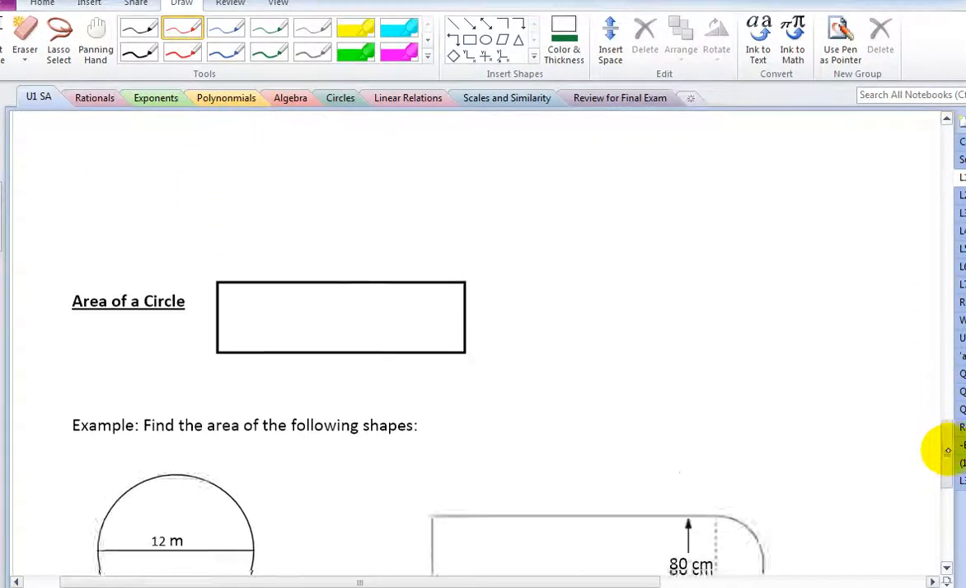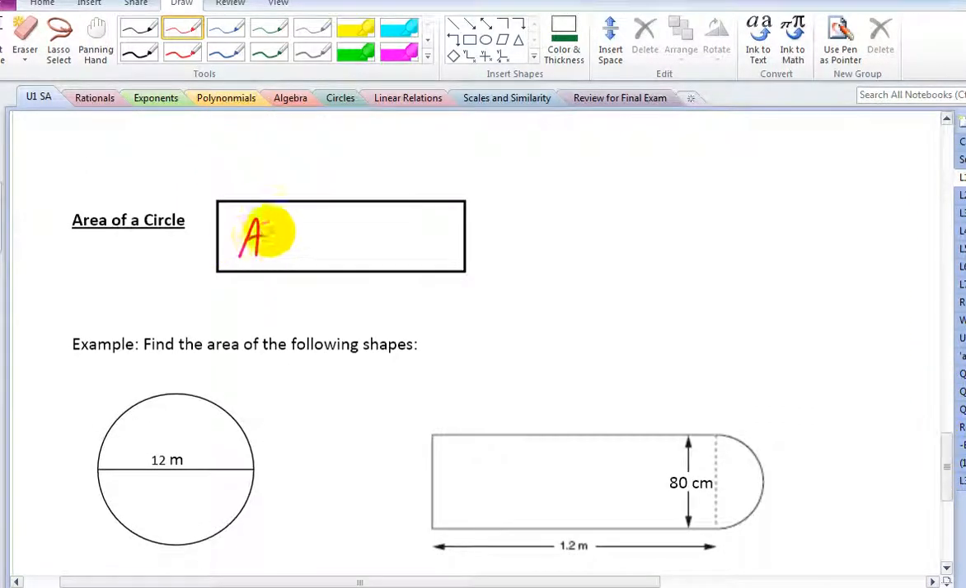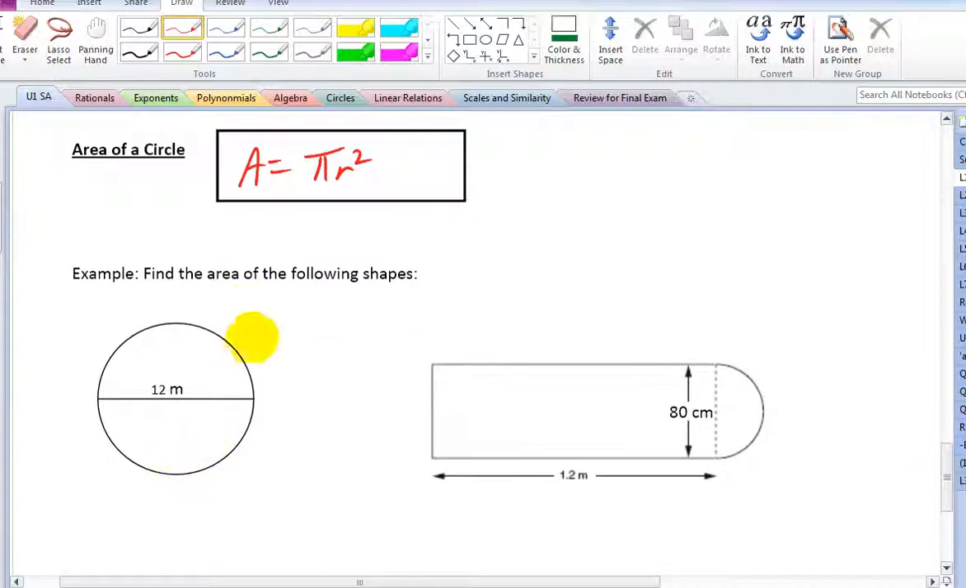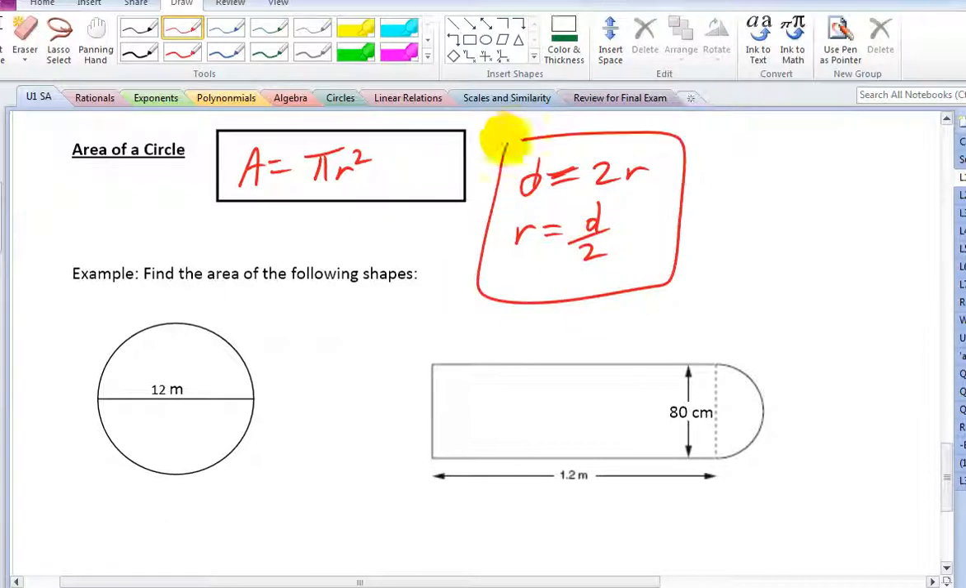Area of a circle, this one. Area equals pi times r squared. So for this question, or all circles, diameter equals 2 times the radius, and the radius is the diameter divided by 2. Always got to watch out for that.